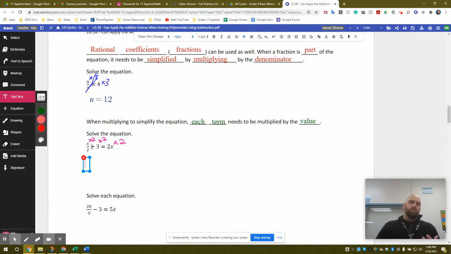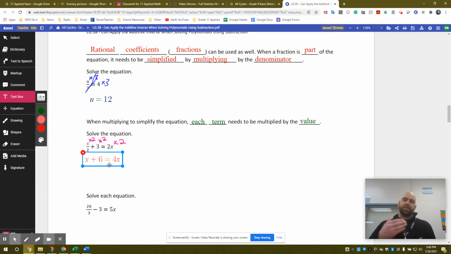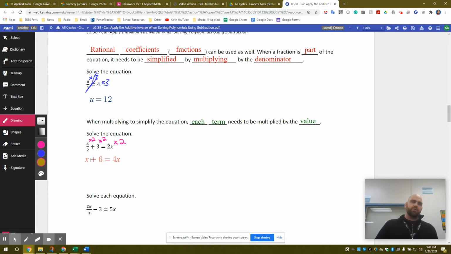This one here, when we multiply by 2, it cancels out because we have the same denominator, which is really handy. So all we're going to be left with is just x all by itself. The next one, the 3, we multiply that by 2, that becomes 6. And on the other side, we have 2x. When we multiply that by 2, it becomes 4x. Now we don't have any more fractions. We can go through the process of moving terms onto different sides. So if we want to get the 6 all by itself here, we're going to get rid of x. So we subtract x from both sides.